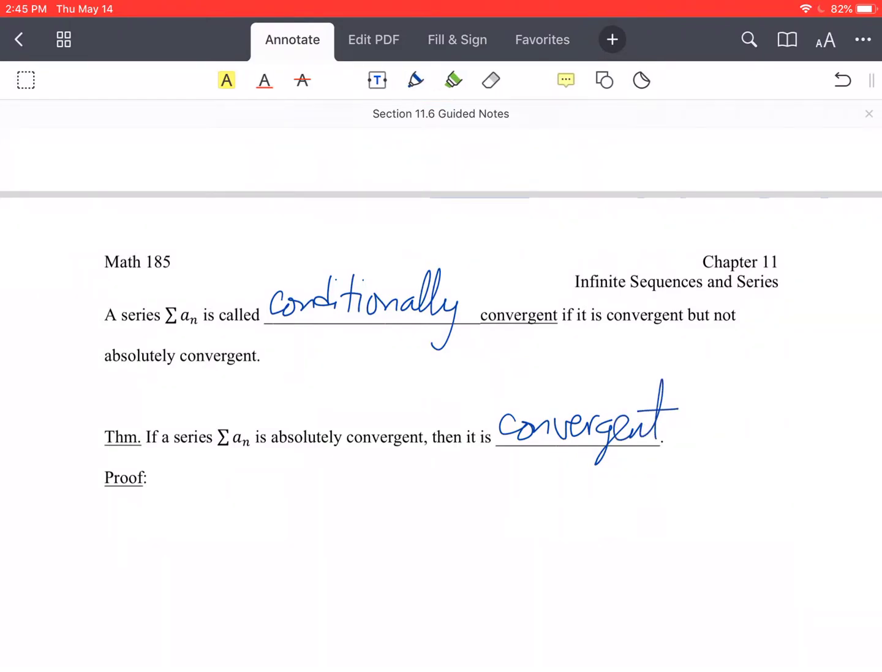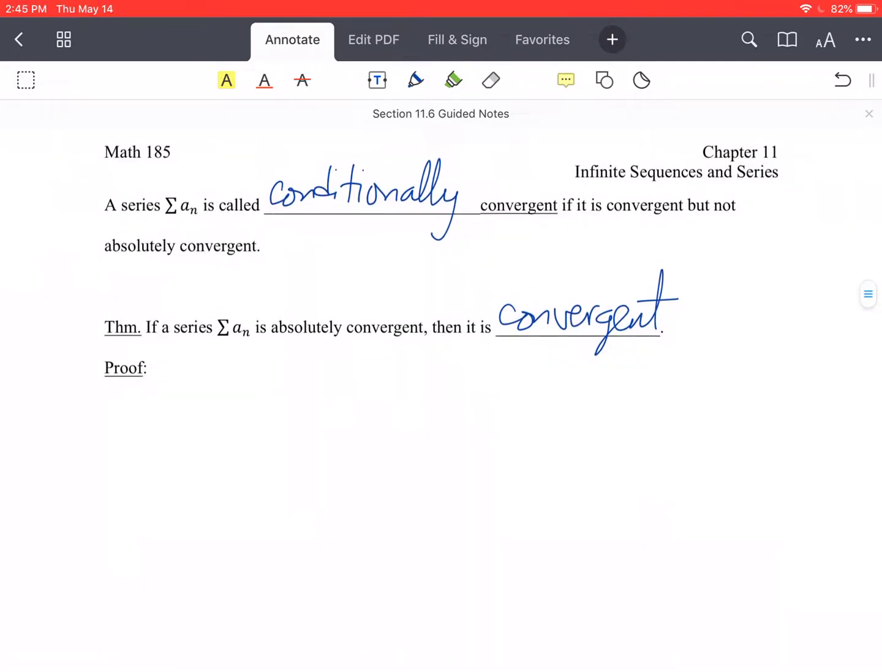Sometimes we're not able to work with a series as easily to determine convergence, but maybe by taking an absolute value, we can work with it better. So in that case, we can show that it's absolutely convergent, and if it's absolutely convergent, then it is convergent. Now we're actually going to prove this theorem, so it's a nice concise proof here.